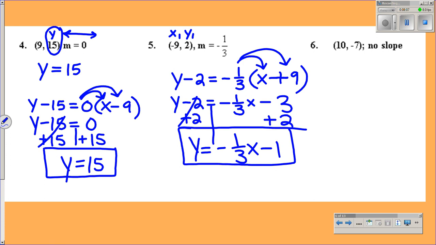Okay, so in number 4 we talked about a line that had a slope of 0. Now we're looking at a line that has no slope. That's also the same thing as undefined slope. So a line that has an undefined slope is going to be a vertical line. And a vertical line intersects the x-axis. So to write this equation, since we know our line passes through the point 10, negative 7, we only need to know the x-coordinate of the given point. So the equation of the line is just x equals 10.